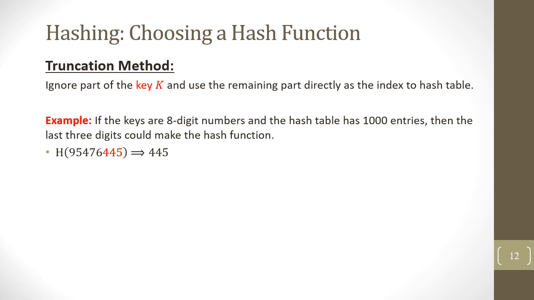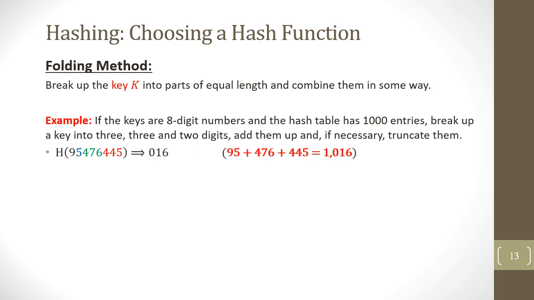If we look at this example here, we have this number. We just take the last 3 digits, and that will be the index to the key value pair in the table. So the disadvantage of truncation method is that it does not always distribute the keys uniformly.